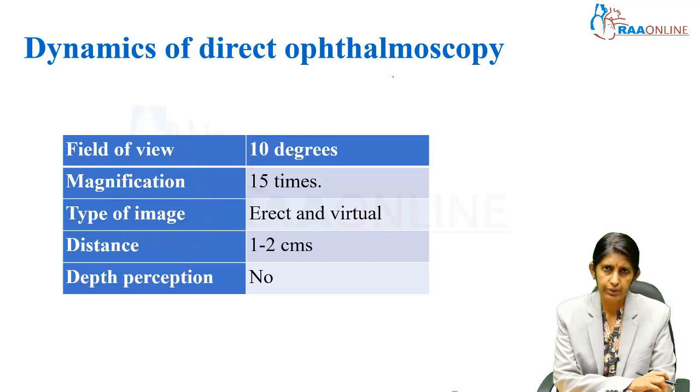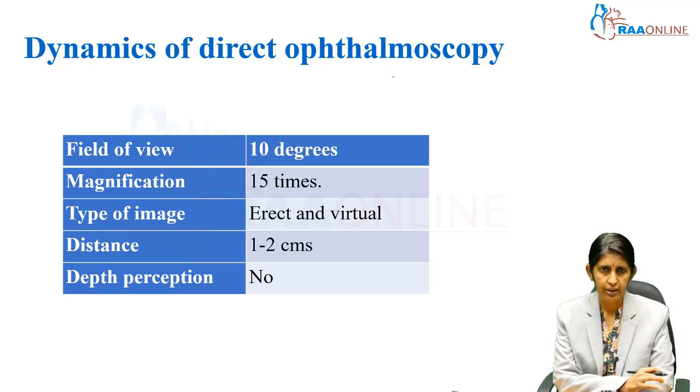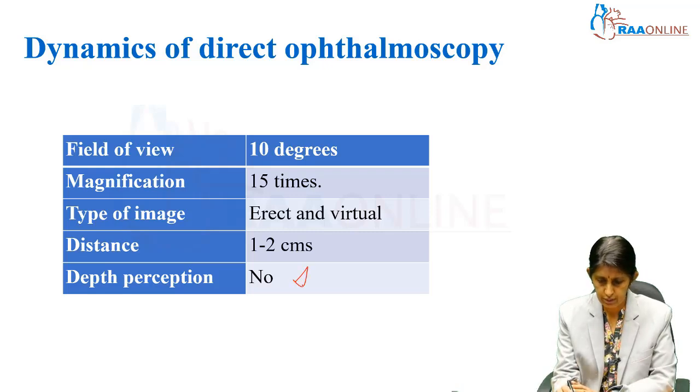So the dynamics of direct ophthalmoscopy: why is it important and what advantage does it offer? The field of view in direct ophthalmoscopy is 10 degrees and the magnification is about 15 times. So you have quite a significant magnification, and the type of image is an erect and virtual image. The distance is ideally 1 to 2 centimeters, however we do not get stereopsis. We do not get any depth perception while doing direct ophthalmoscopy.